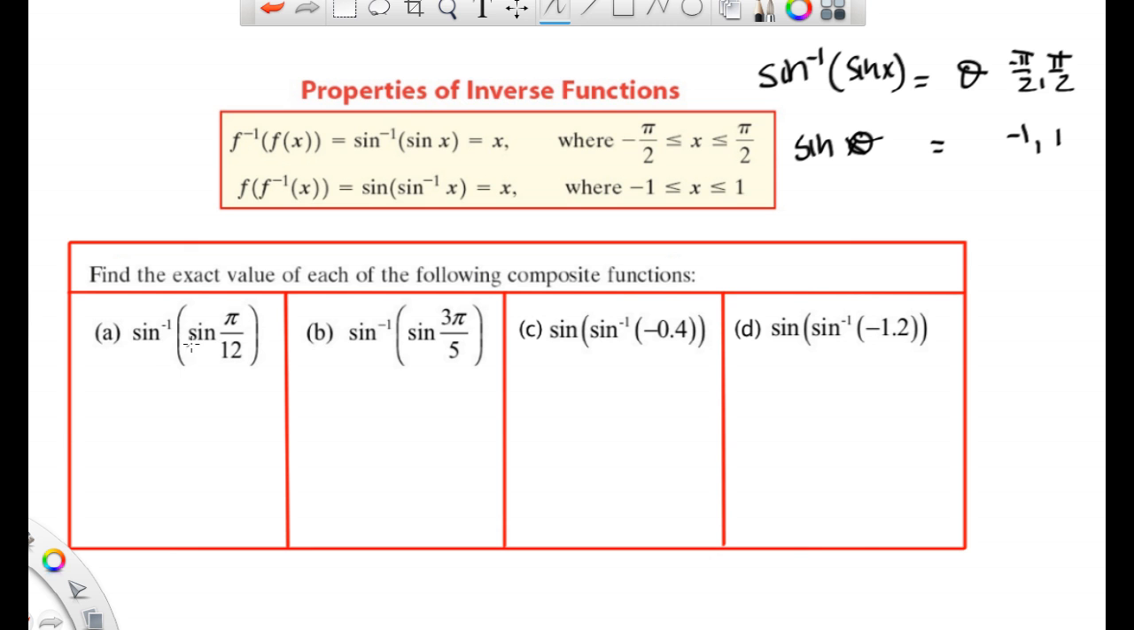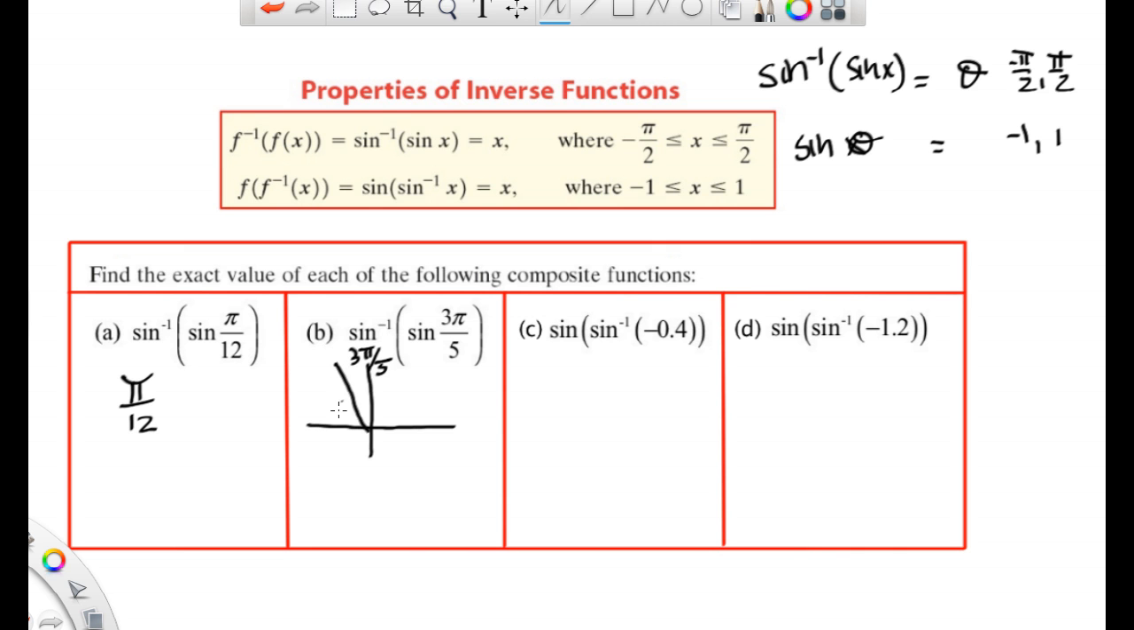If you take the sine of pi over 2 and then take the inverse, you should be back at pi over 2. Well, that works great. It's pretty straightforward. If you take the sine of 3 pi over 5 and then the inverse, you should be back at 3 pi over 5. Except if you look at 3 pi over 5, that's more than pi over 2. 3 pi over 5 would be here, wouldn't it?